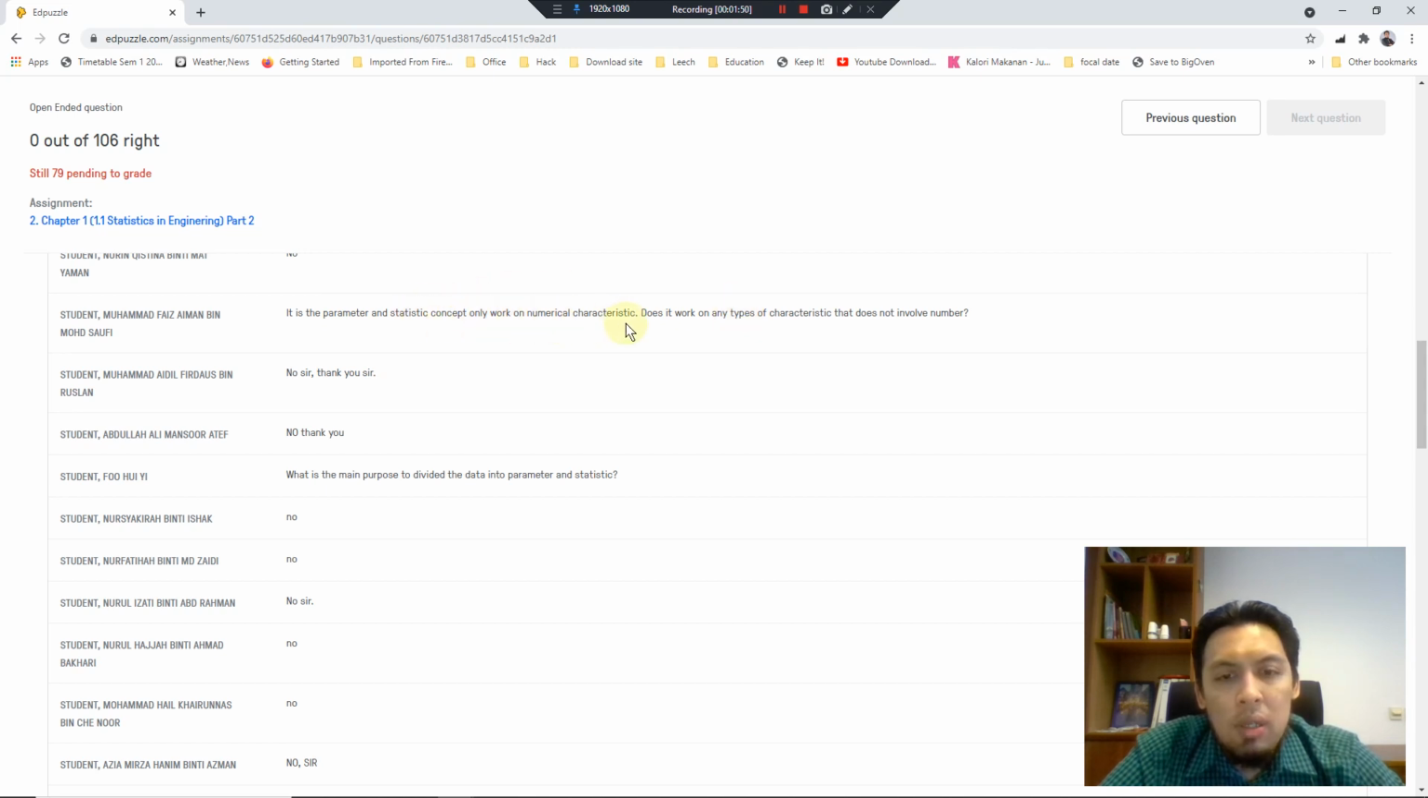Does any parameter or statistic not involve a number? Let me think about it. Usually, to produce a parameter and statistic requires a formula and calculation, so you'll need numbers. But maybe there is one parameter or statistic that does not involve a number.